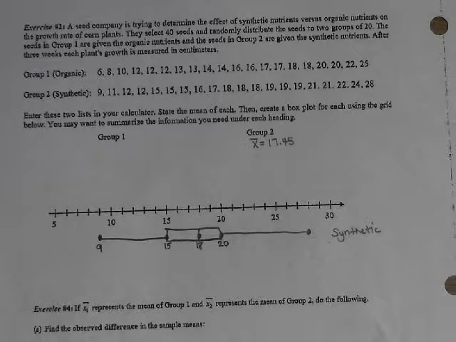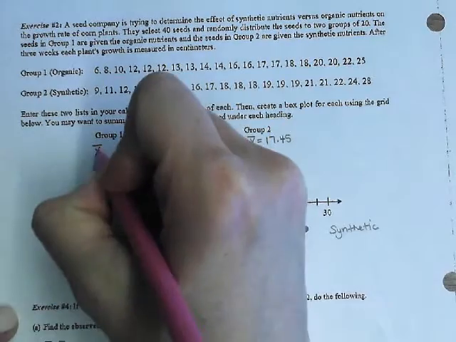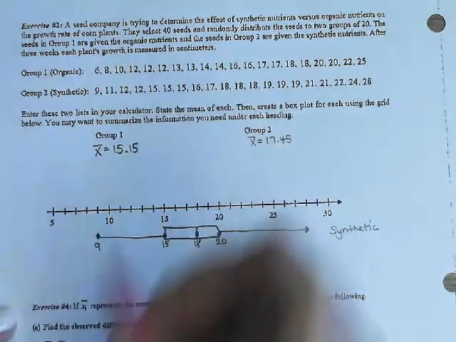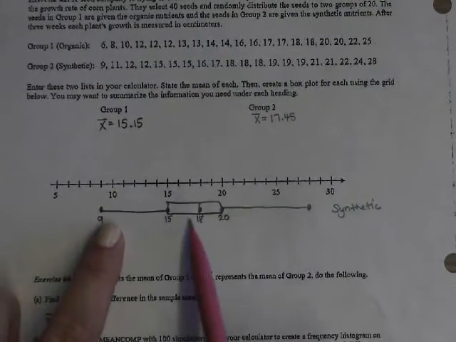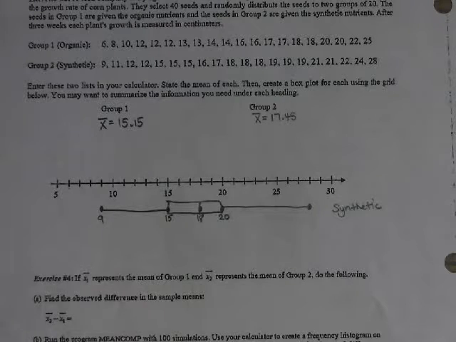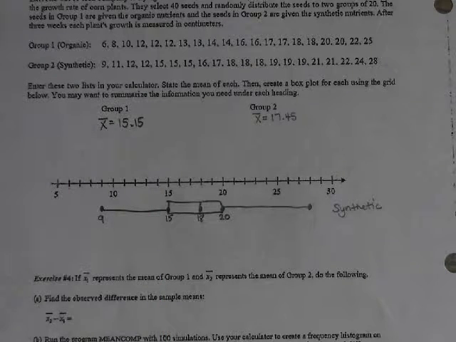All right, let me go with chance. What was the average for that first group that you got? 15.15. Molly, is that what you had? Okay. So for group 1, 15.15. Right? And I already did the 5-number summary for the synthetic. So I need the 5-number summary for the organic. What was the minimum, Kaylee?